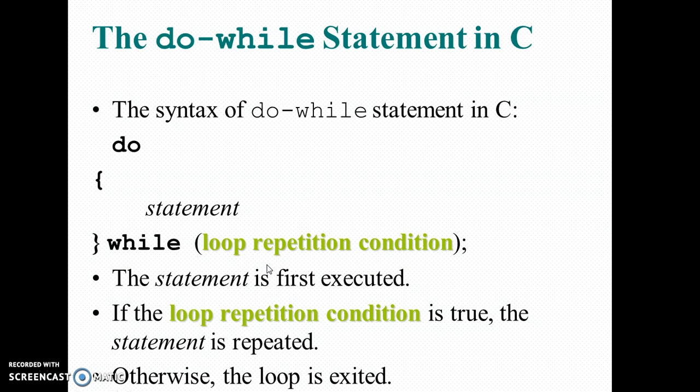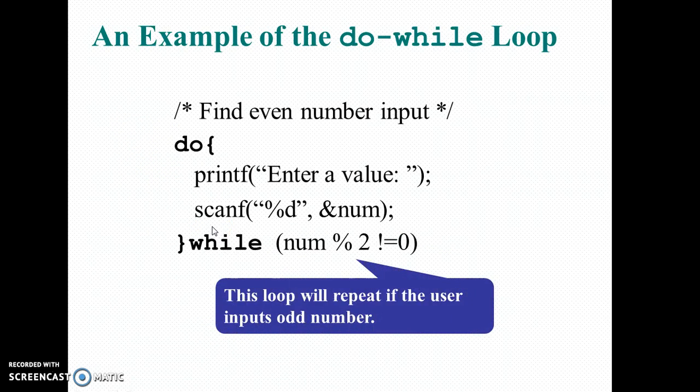So what is the difference between for, while and do while loops? For and while are basically called entry based loops, and do while is called an exit based loop, because the do while loop will execute at least one time. Now we look at an example of a do while loop. Find the even number: do, print, enter the value, until the condition is true. Of course I have missed out the semicolon here, so there is a need to have a semicolon here.